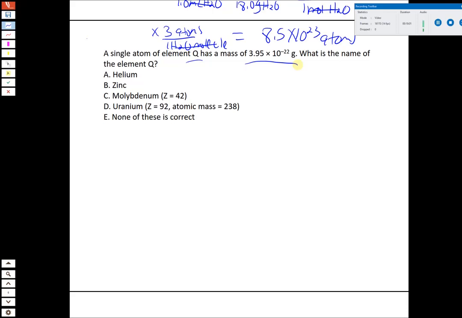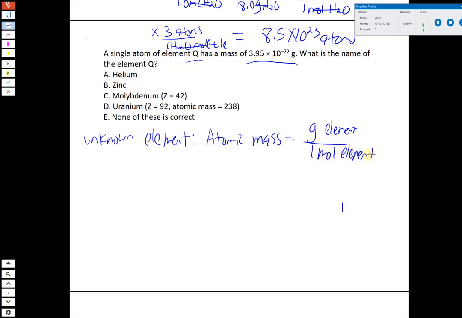What is the name of the element Q? So whenever we're trying to identify unknown elements, typically the way we're going to do that is we're going to find the atomic mass, because there really aren't any mole relationships that allow us to get the atomic number, which is the number of protons. That would unambiguously identify it. But if we get the atomic mass, we can look at the periodic table to figure out what that element is, and that's going to be the grams of the element in 1 mole of that element.